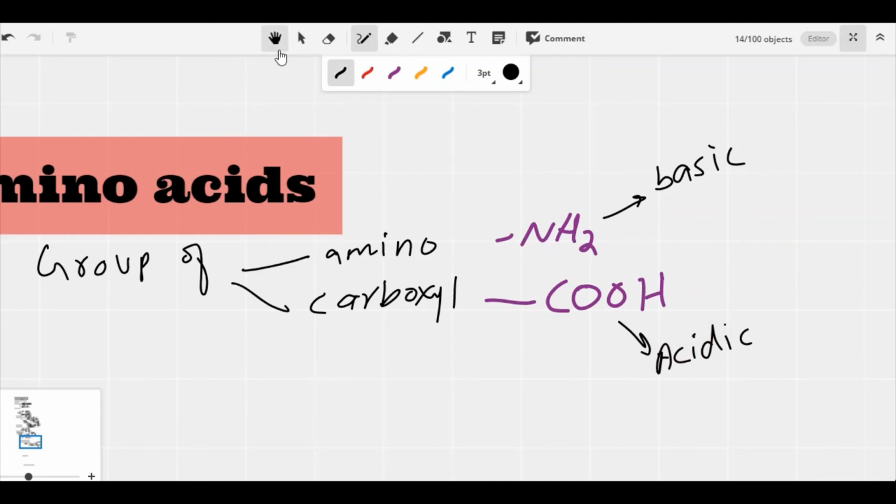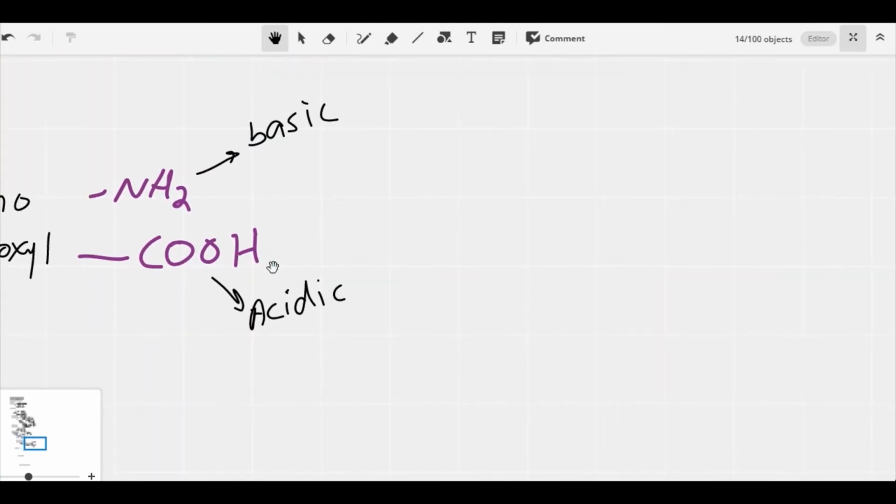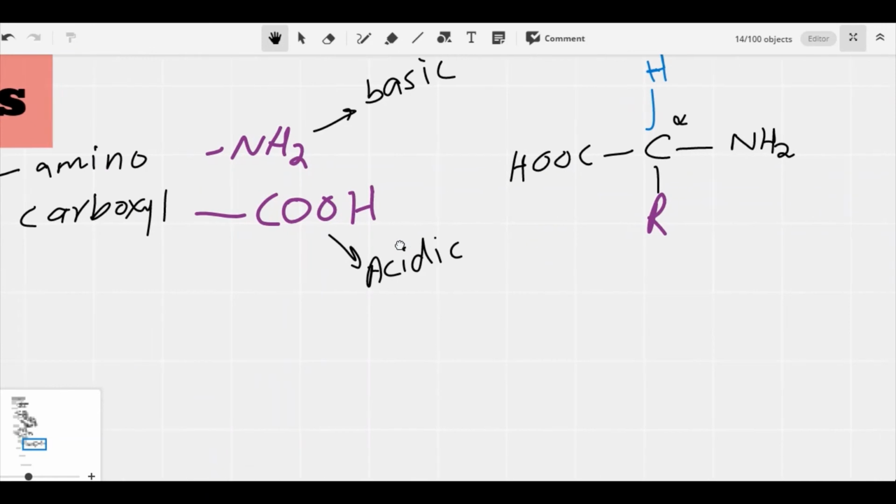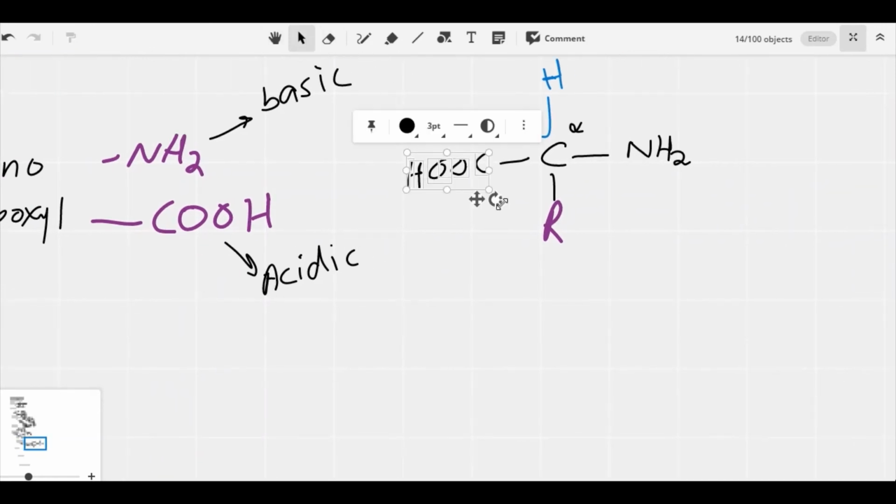Here I am going to show you the general structure of an amino acid. Here is the alpha carbon, which is bonded on one side to the amine group and on the other side to the carboxylic acid group. Here there is another group, the R group, and here it contains hydrogen. So that is the general structure of an amino acid. Let me show you these groups in different colors.